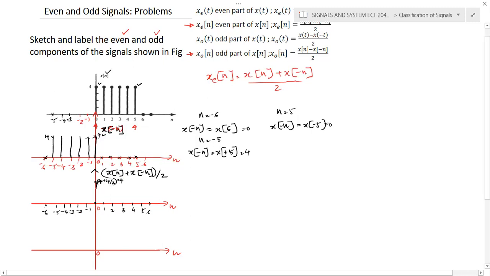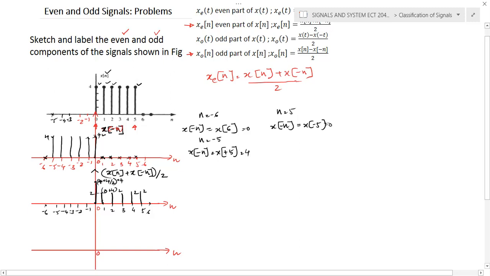Now we can plot this particular waveform. At n is equal to 1, here it is 0, and here it is 4. So 0 plus 4 by 2, so here you will get 2, because 0 plus 4 by 2 becomes 2. Similarly, at n is equal to 2, here it is 0, here it is 4. Again, you will get the same value 2, and at 3, 4 and 5, again 0 plus 4 by 2. So you'll get 2, 2, 2.